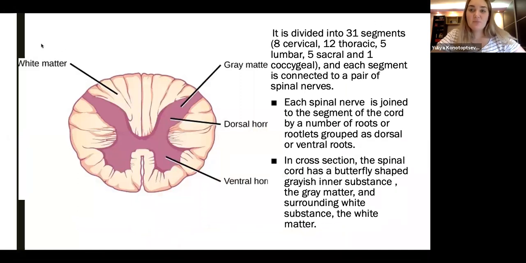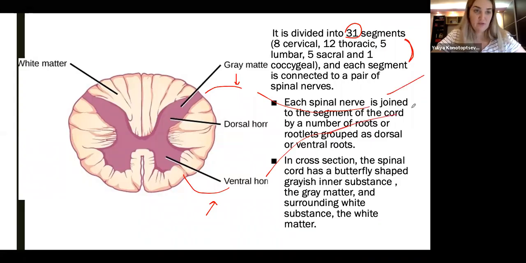Generally speaking, your spinal cord is divided into 31 segments. We have talked about it previously, right? You remember 8 cervical, 12 thoracic, 5 lumbar, 5 sacral, and 1 coccygeal segment. And from these segments, we have roots coming out: the ventral root and the dorsal root. The two roots unite, creating a spinal nerve. The spinal nerve continues as the peripheral nerve, right? So that's a general distribution of the tissue here.